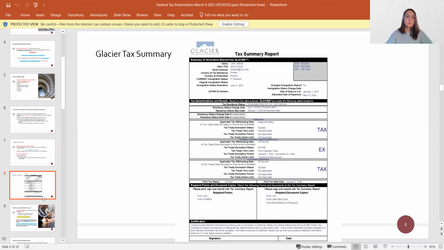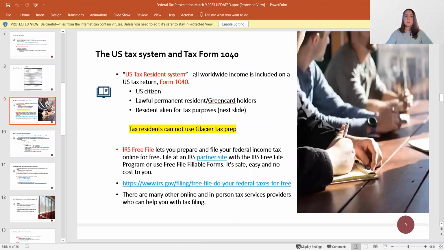All right, so let's start with the US tax resident system, which requires you to prepare Form 1040. The US tax resident system taxes everybody on their worldwide income, regardless of whether you were present in the US or outside of the US. And this is applicable to all US citizens, all green card holders, which we call permanent residents, and resident aliens for tax purposes. That's what we will be discussing in the next slide.